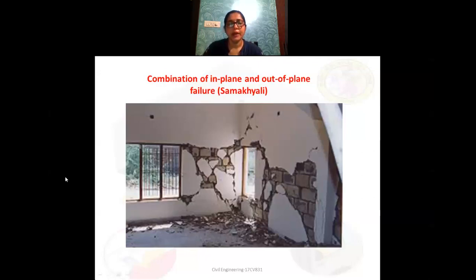you can notice that there will be an X type of failure in the shear walls. You can notice that X type of failure starting from the corner of the window to the corner of the wall. And if in-plane bending stress also happens, this in-plane bending stress causes separation of the shear wall from the cross wall.